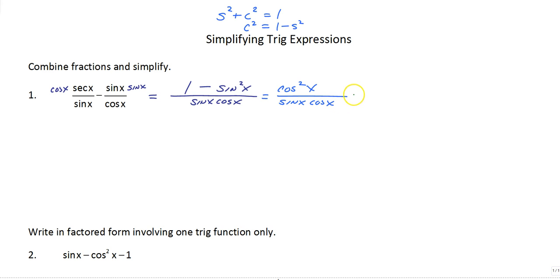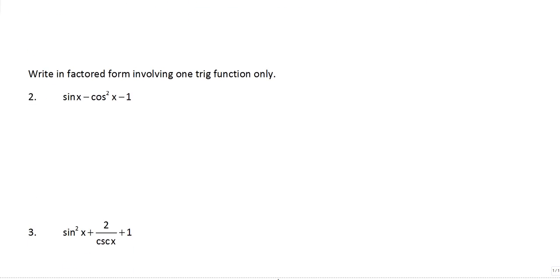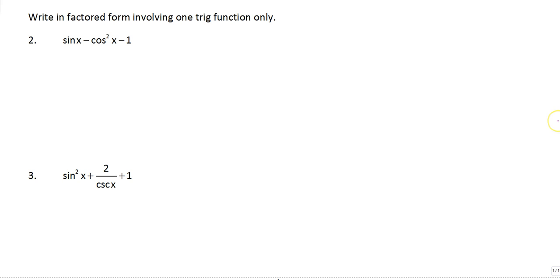The next step should be pretty obvious. You have 2 cosines on top and 1 on the bottom, so you can cancel 1 on top and 1 on bottom. So you're now left with cosine x over sine x. And yes, you can go one more step. Cosine over sine is cotangent x. Done! That's it. That's all we needed you to do for this example. This one was just to practice adding or subtracting fractions, which means you need common denominators, and also to remind you of Pythagorean identities. Now this next one, or these next two, we're going to factor.